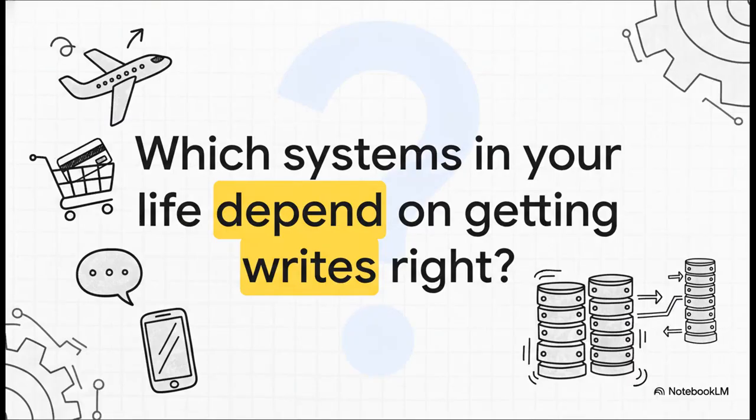So as we wrap this up, let me just leave you with one final thought. Think about booking an airline ticket, or making a purchase online, or even just sending a simple text message. These are all write operations. Every single one of them is modifying a shared reality, and they have to be right every single time. And now you know exactly why that is such an incredibly hard problem to solve at scale.